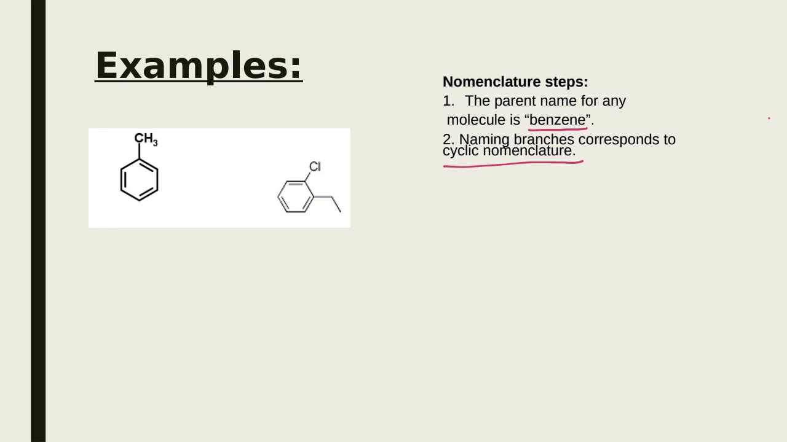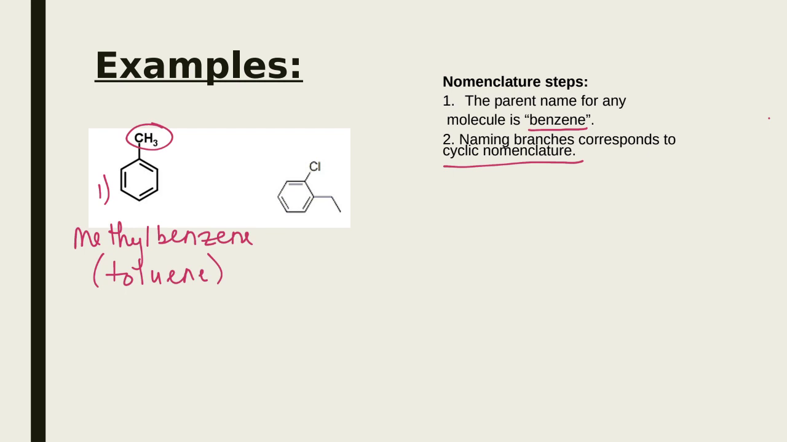So if we look at this first molecule here, all we have is a methyl group sitting on our benzene ring. I don't have to number that because I only have one. So we would call this methyl benzene. The common name for that structure is actually called toluene. You do not need to know this, but I will point it out because toluene is actually a very common solvent in many different kinds of applications.